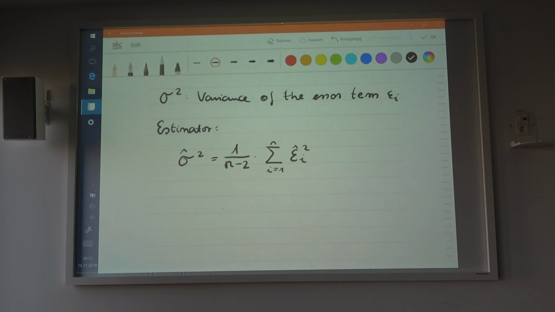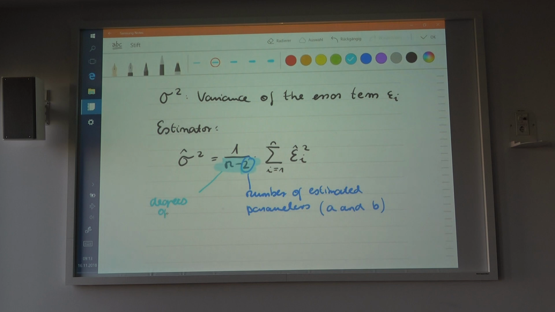Why n minus 2? Because you have two parameters that need to be estimated. This 2 is the number of estimated parameters. And why do we have 2 parameters? Because we have A and B, the slope and the intercept, that we need to estimate. So maybe remember this: the number of observations minus the number of estimated parameters gives you the degrees of freedom. So here you have n minus 2 degrees of freedom.